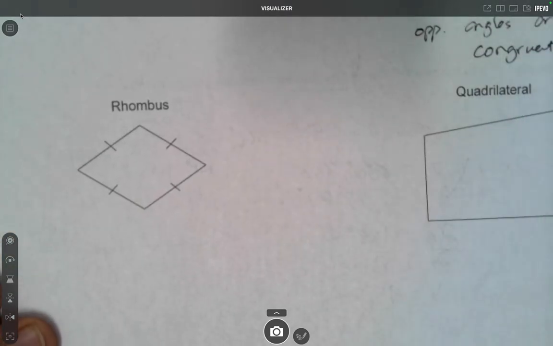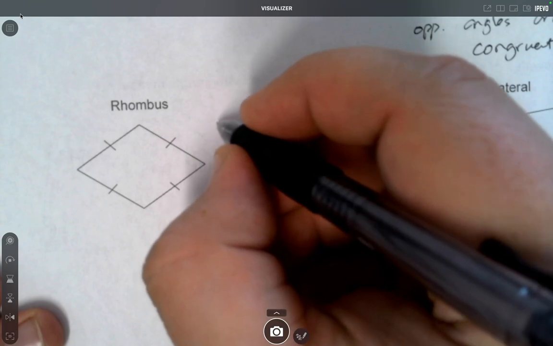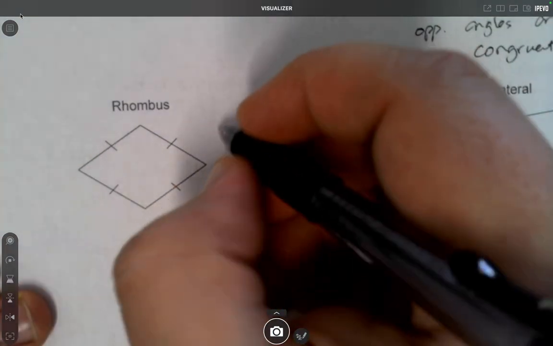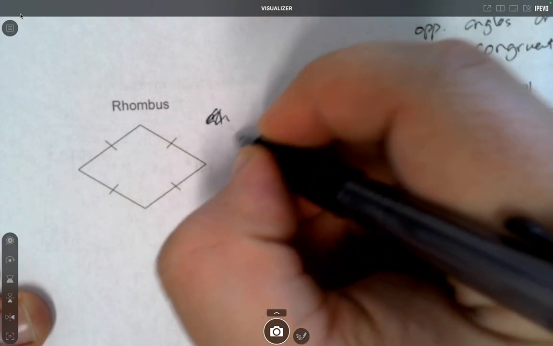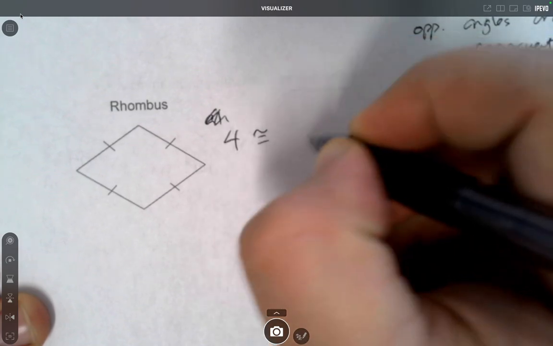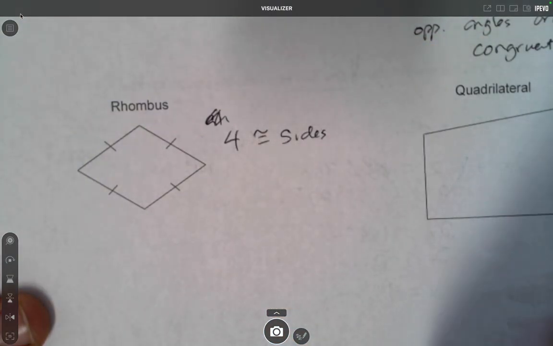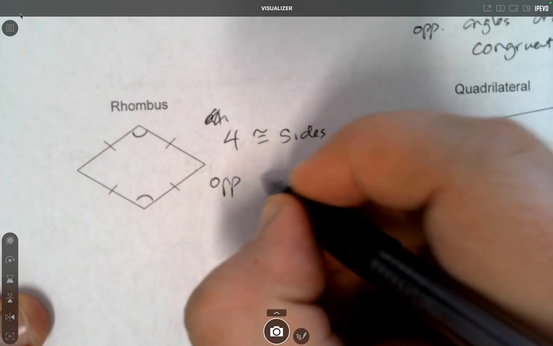Okay, a rhombus. Its sides are all congruent, so what makes it similar to a square is all four sides are congruent. I'm just going to write four congruent sides. And like a parallelogram, its opposite angles are congruent.